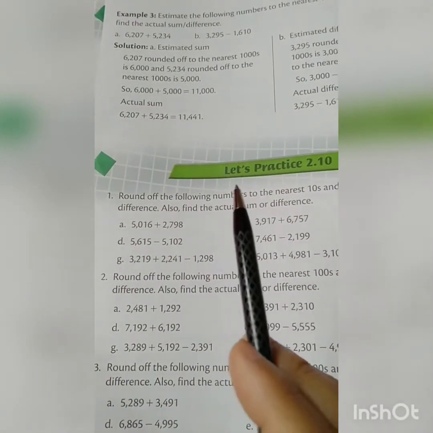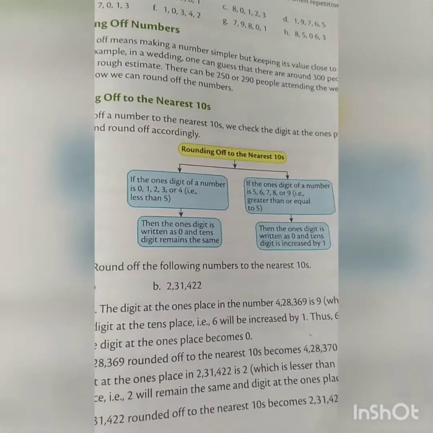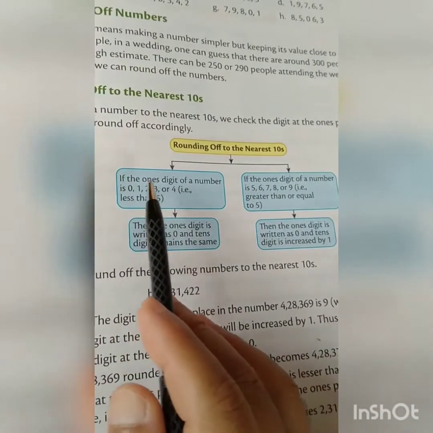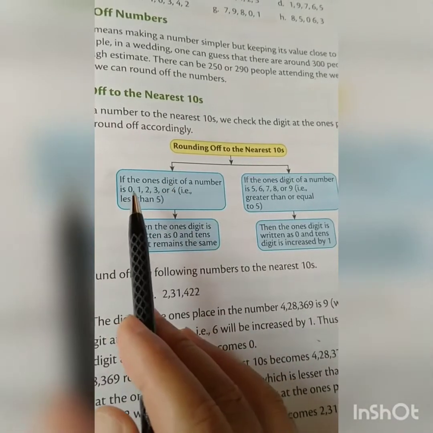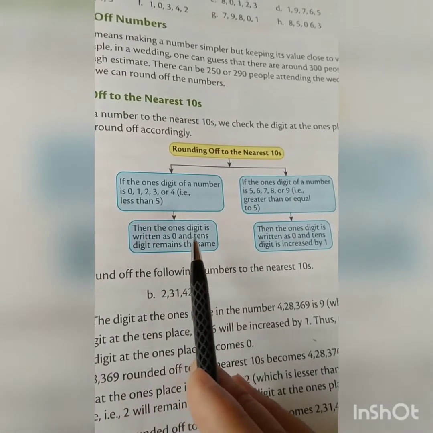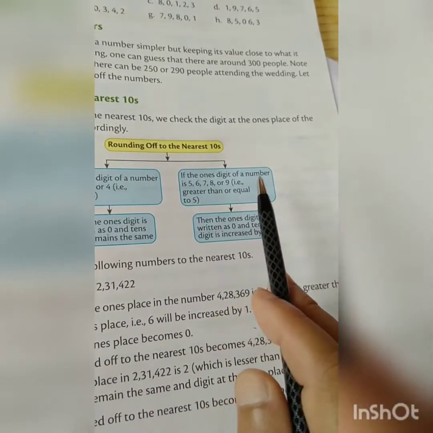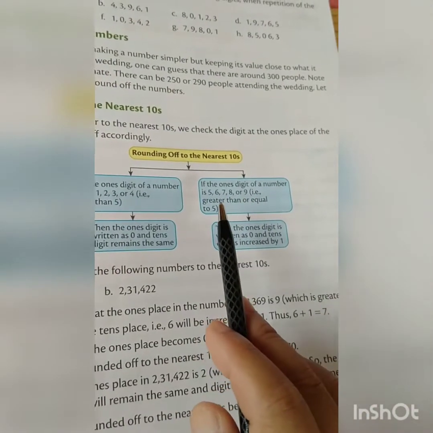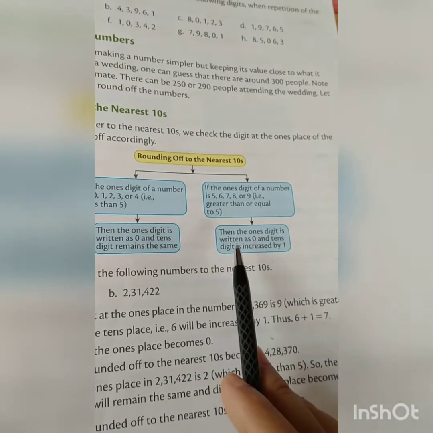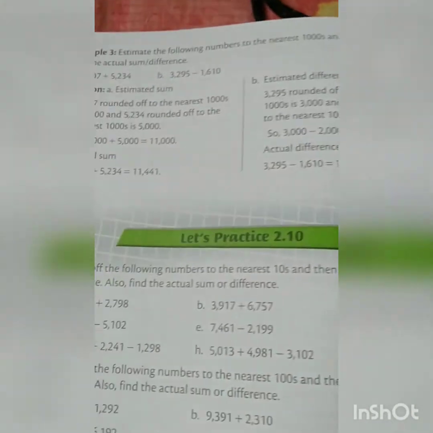How to round off, we have already learned in the previous lesson. Let us see it once. It is in your book on page 11, rounding off to the nearest 10. If the ones digit of a number is 0, 1, 2, 3 or 4, that is less than 5, then the ones digit is written as 0 and the tens digit remains the same. If the ones digit of a number is 5, 6, 7, 8 or 9, that is greater than or equal to 5, then the ones digit is written as 0 and the tens digit is increased by 1. So this rule we have to apply here.